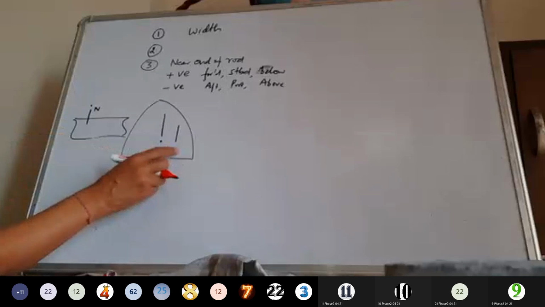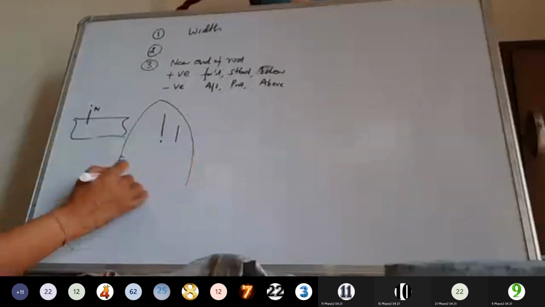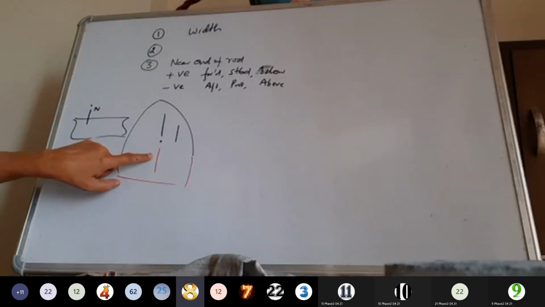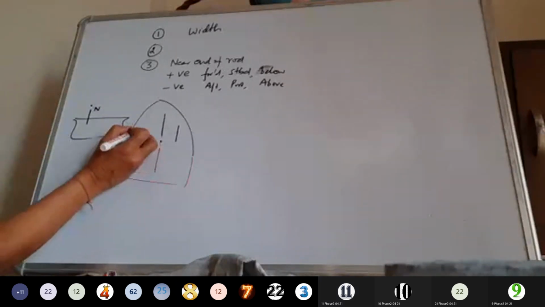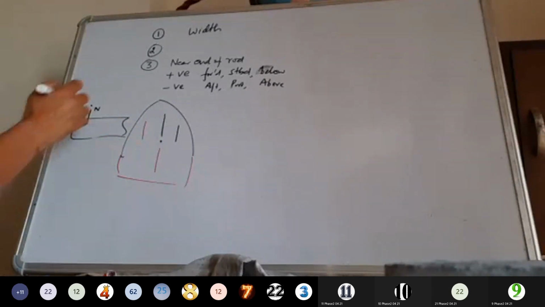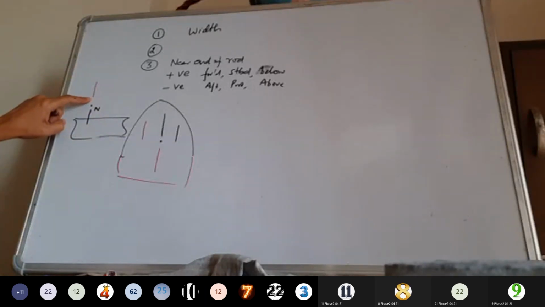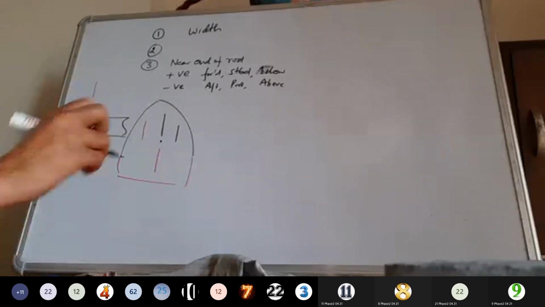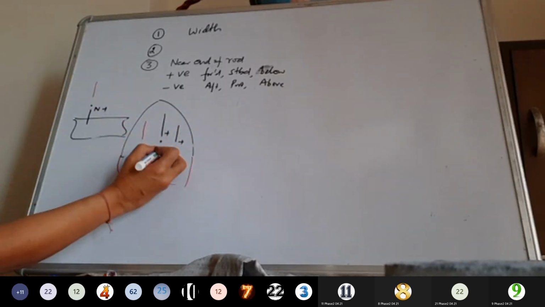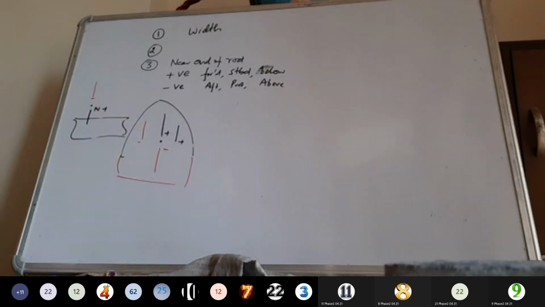Now let us talk about the red ones. In this case, the near end is negative or positive? Negative. In this case, the near end is negative or positive? It is negative. In this case, the near end is negative or positive? Negative. Okay, so this is positive, this is positive, this is positive. This is negative, negative. Is this understood? Yes, sir.